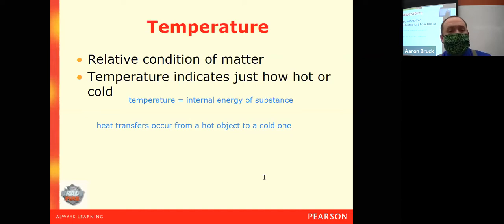The other thing that we have to draw out of this is that heat transfers in general are going to occur from a hot object to a cold one. So when we talk about movement of heat energy, we usually think of it in that way. And that's why temperature is so important to the discussion of heat energy. I've got a hot object, I've got a cold object. The hot object is going to warm up the cold object until they reach some sort of state of thermal equilibrium where they're at the same temperature.